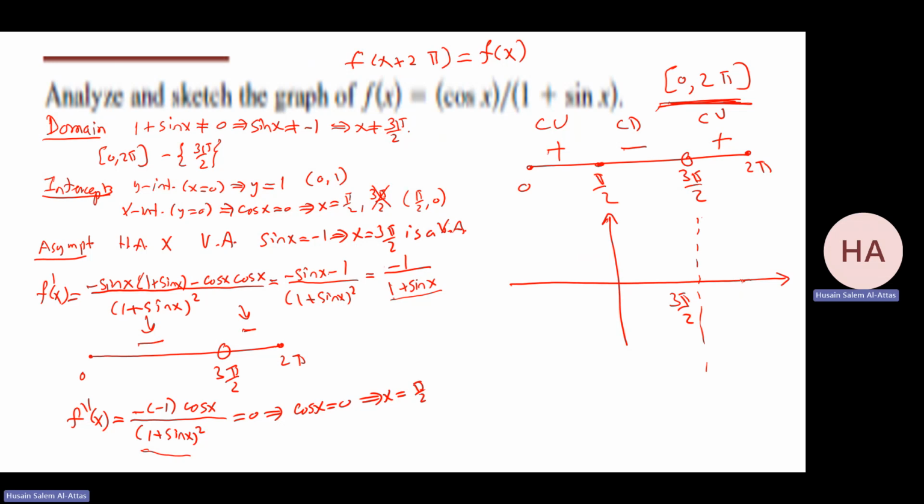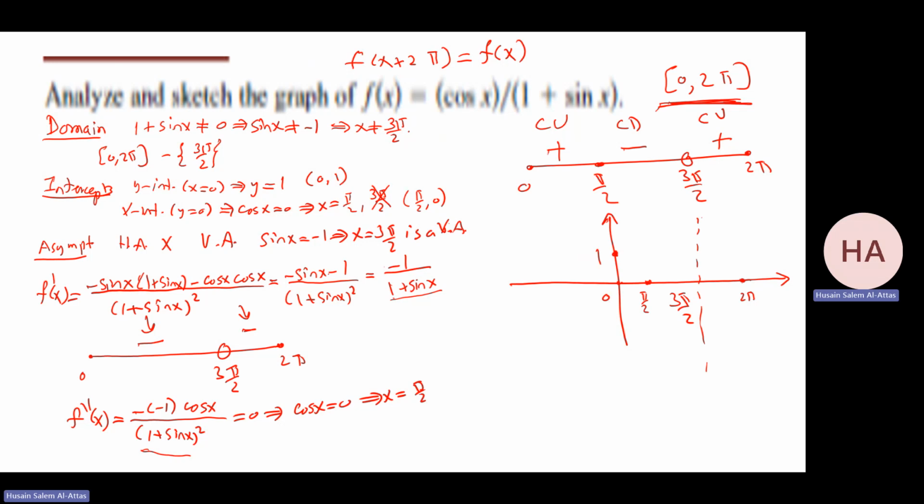I'm doing it only to 2 pi. This is 2 pi, and this is 0. So now they have 0 and 1. This is 0 and 1. I have the vertical asymptote. They have pi over 2 and 0. So I have pi over 2 and 0.